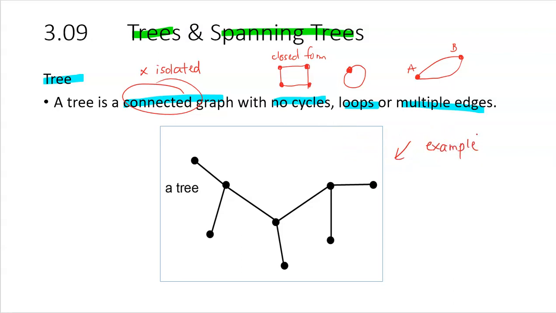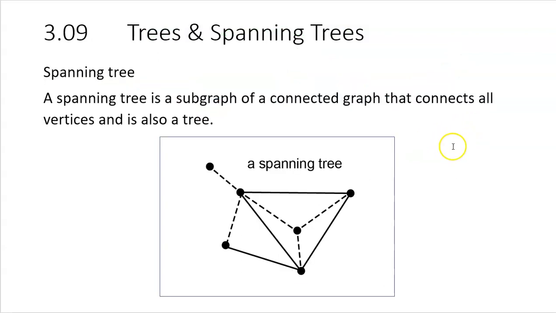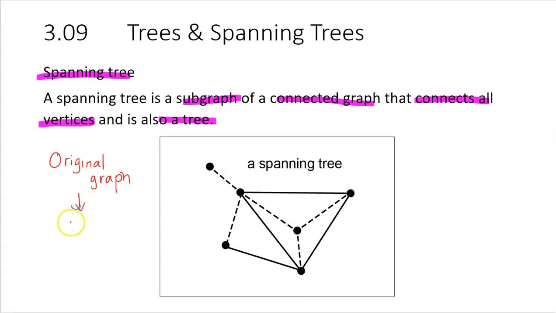Alright, so you already learned tree. Next one, let's see what is a spanning tree. A spanning tree is a subgraph of a connected graph that connects all vertices and also is a tree. Before I tell you, let's recap. When you have an original graph, you can draw a subgraph. But when you have a tree, can you draw a subgraph of a tree? How are you going to draw the subgraph of a tree?